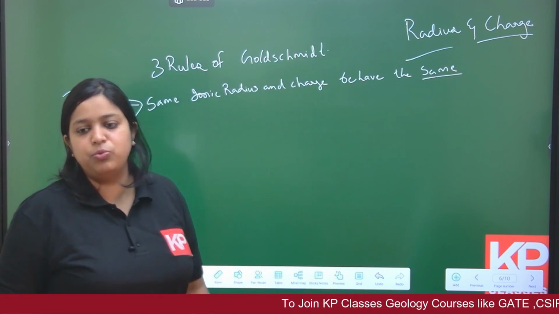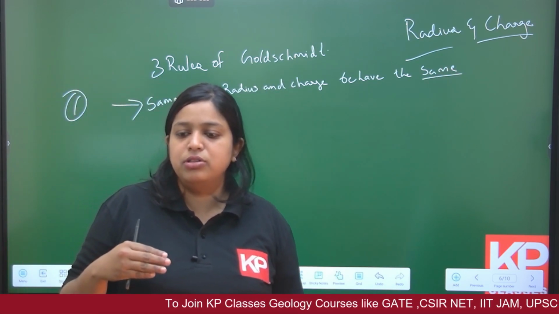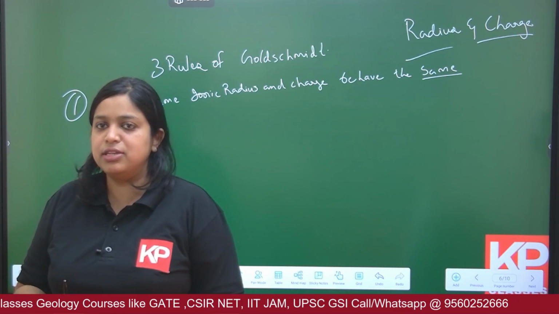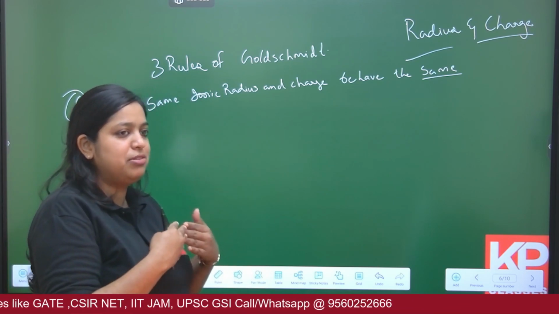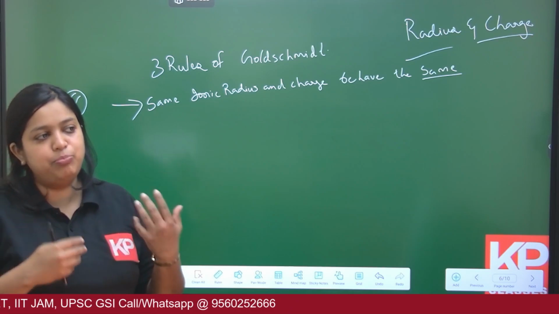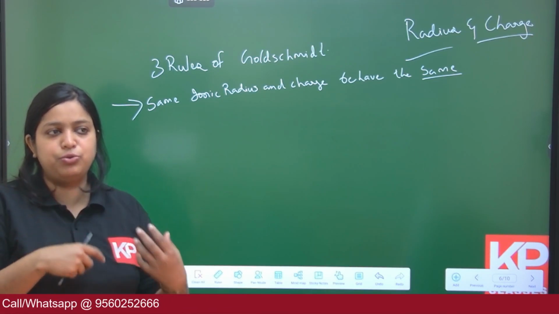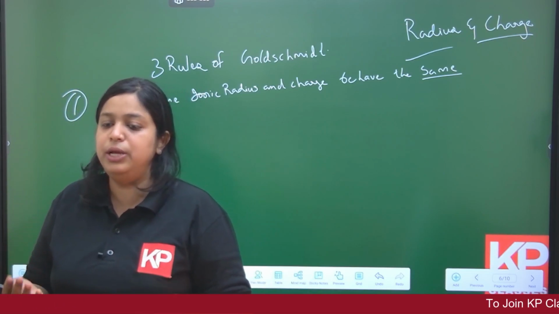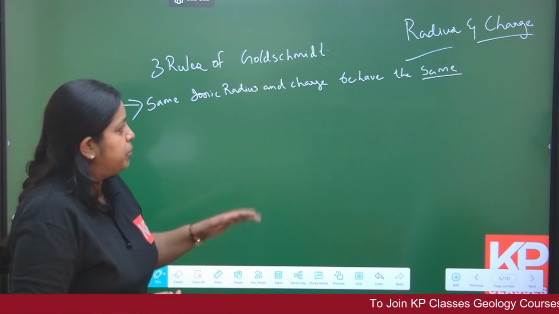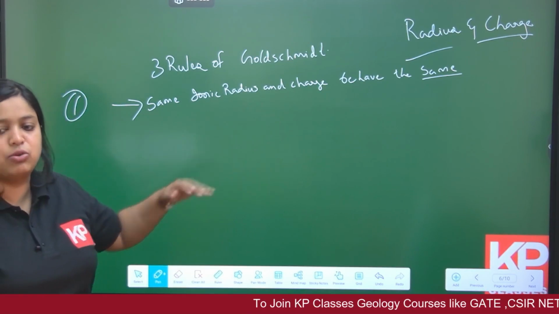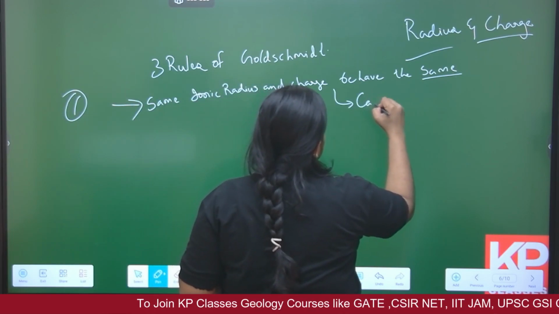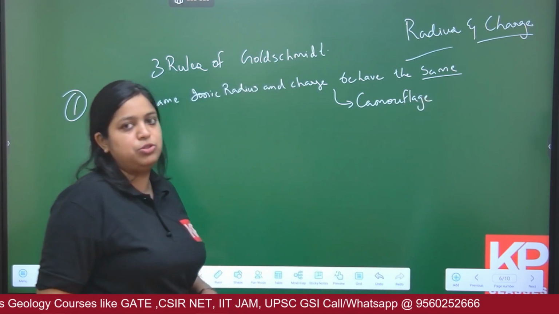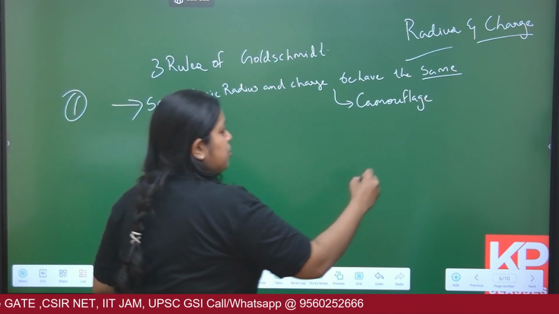So what will happen when they behave the same? They will enter a mineral structure in the same proportion. If both of them have the same behavior, then both elements will get in 50-50% or 25-25%, whatever, in an equal way, or in the same way they behave, they will get into the crystal structure. So this particular substitution is called camouflage substitution. Major example is rubidium in potassium feldspar.